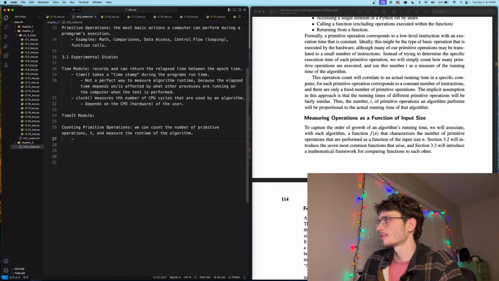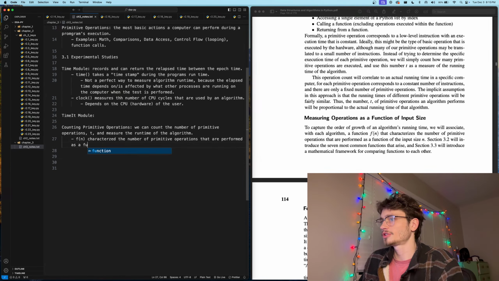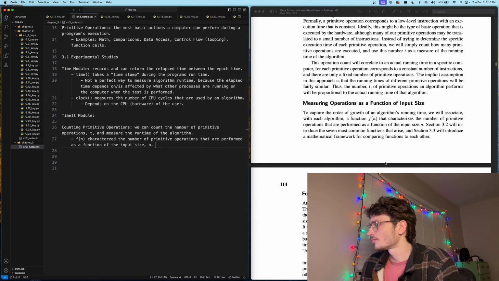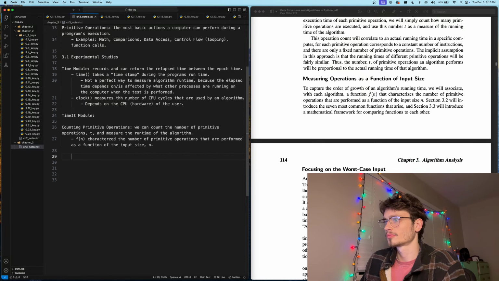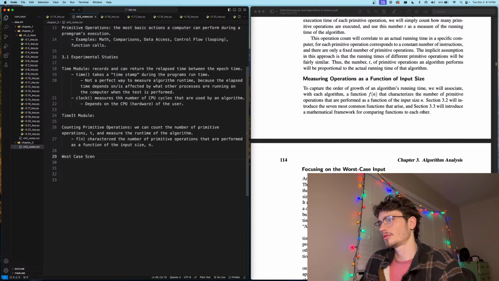So we have a function of n, right, which characterizes the number of primitive operations that are performed as a function of the input size n, right? So then we have the worst case scenario.